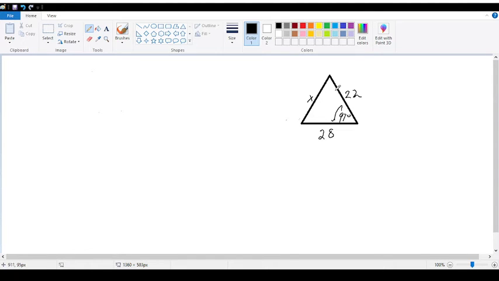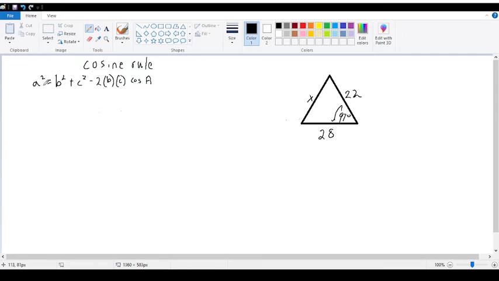So for the cosine rule, let me write it here. Remember, this is not a cosine ratio, this is the cosine rule. The cosine rule is given by the equation as follows: a squared is equal to b squared plus c squared minus 2 times b times c times the cosine of the angle.